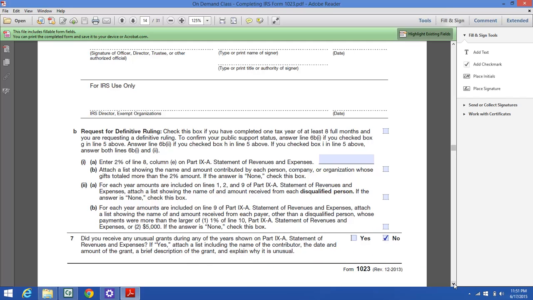Did you receive any unusual grants during any of the years shown in Part 9-A, Statement of Revenues and Expenses? So that goes back to our financial data sheet, and one of those line items asks the question of if you received any unusual grants, and we would just answer no to that question because more than likely you didn't. But if you did, you want to explain the name of the contributor, the date and amount of the grant, a brief description of the grant, and explain why it is unusual. But again, more than likely your answer here will be no.